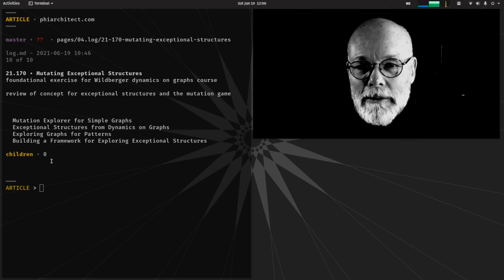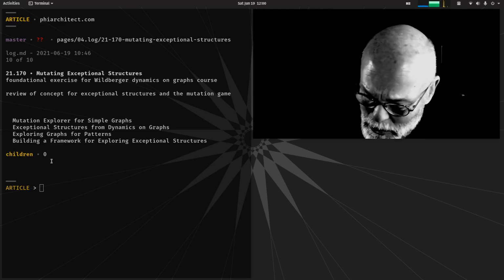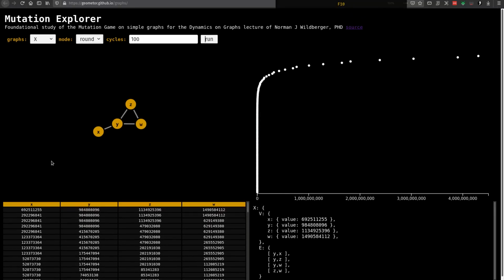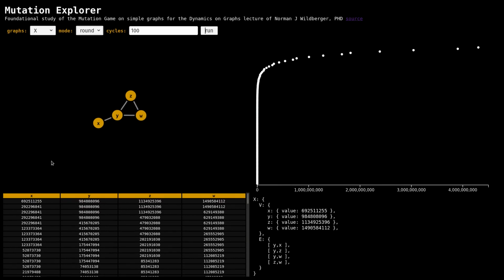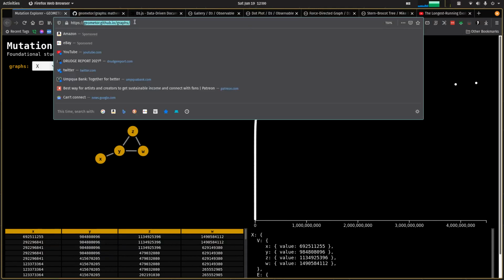And I was really quite curious about this. So I thought the best thing to do would be to just demonstrate this. But I will mention, again, we are running in the browser here, as you can see, and you can bring this up for yourself and play around with it. Go to geometor.github.io/graphs, and we'll take you there.